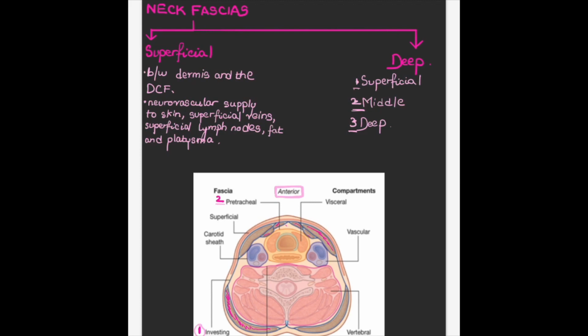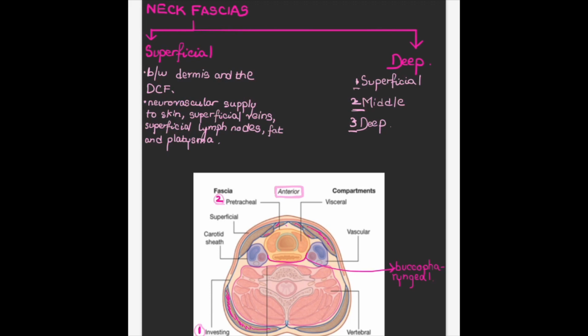It is situated in the anterior neck and it spans between the hyoid bone and thorax inferiorly. It encloses the trachea, esophagus, thyroid, infrahyoid muscles. Its posterior aspect is formed by contributions from the buccopharyngeal fascia, which is a fascia that covers the pharynx.